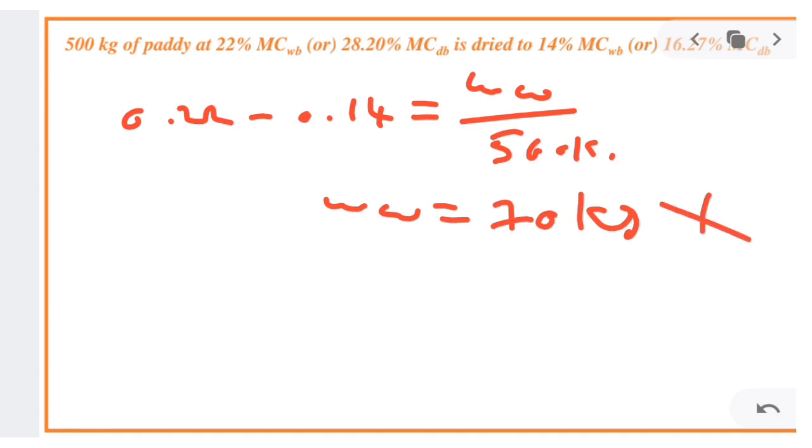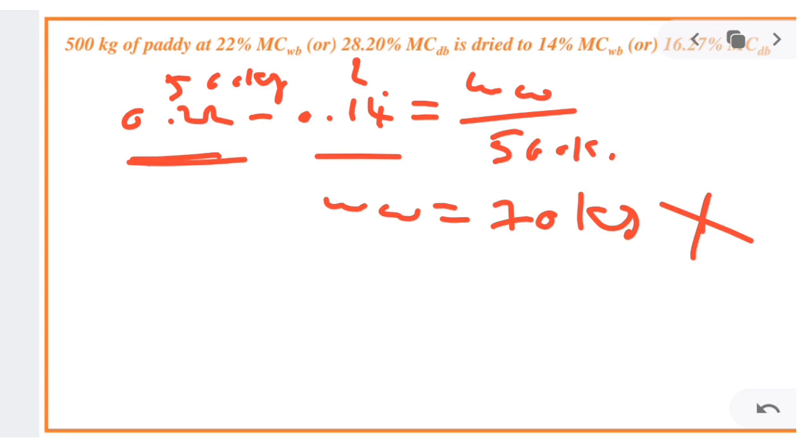That is wrong, because here the moisture content is dependent on the weight of the sample, which is not constant. At 22% moisture content, we know the weight of the sample is 500 kg. But at 14% moisture content, we don't know the weight of the sample. But in dry basis, the denominator is always constant, that is dry matter. If you dry a product, the moisture will be evaporated, but the dry matter is constant throughout the drying. So don't do this with wet basis, you will get a wrong answer. So keep this in mind.